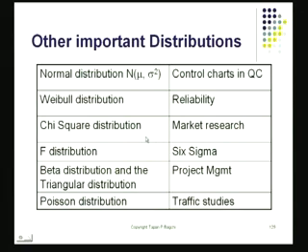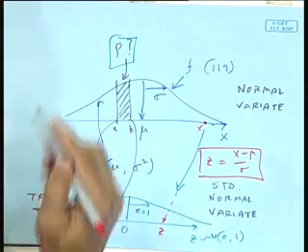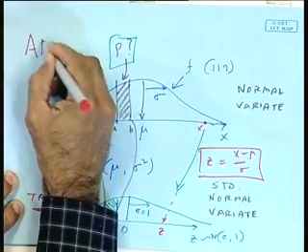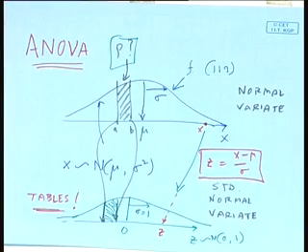Then the chi-square distribution I mentioned to you earlier, that is used in market research and also for checking independence and a bunch of other stuff. That is actually done quite often in statistics when you collect data and you want to do some tests on it. Many times the chi-square test is done. Then there is a very important test called the F test. And the F test is used alongside another new concept called ANOVA, analysis of variance. This I am going to discuss with you later on.